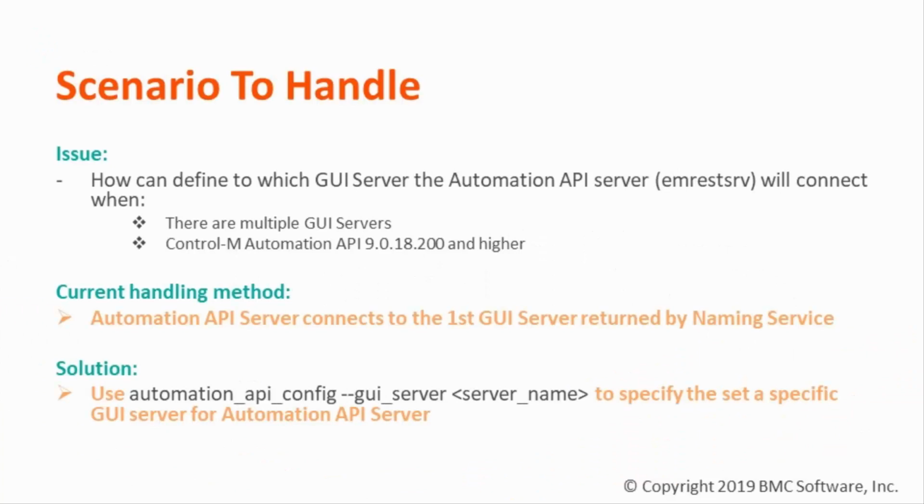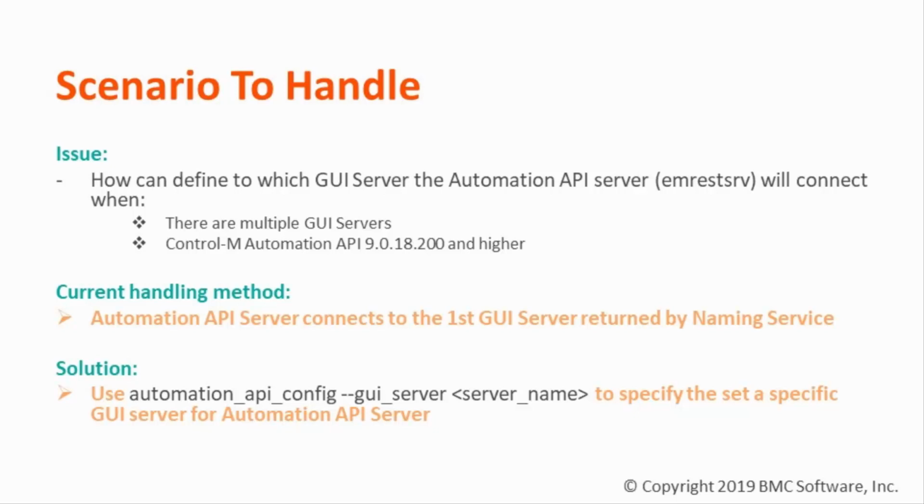Let's have a look at the scenario we need to handle. Again, we have multiple GUI servers, and the Control-M Automation API version is 9.0.18.200 or above. When we start the Automation API server, it will connect to the first GUI server returned by the naming service. The first returned GUI server can be any GUI server displayed in CCM.